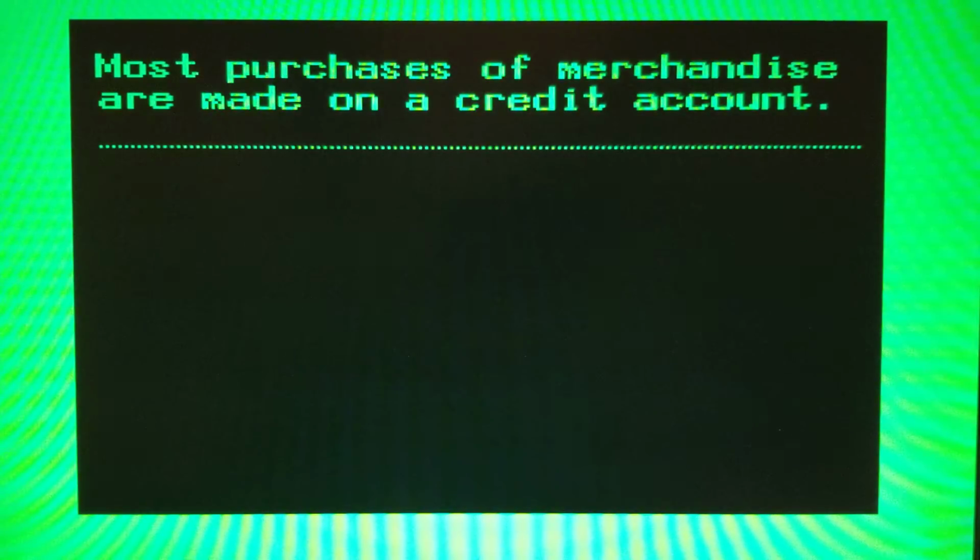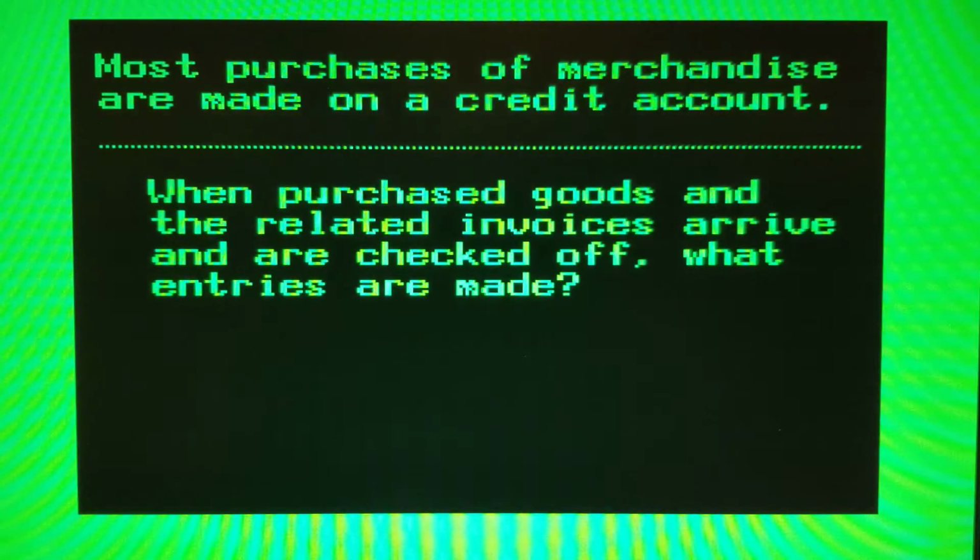Most purchases of merchandise are made on a credit account. When purchased goods and the related invoice arrive and are checked off, what entries are made?